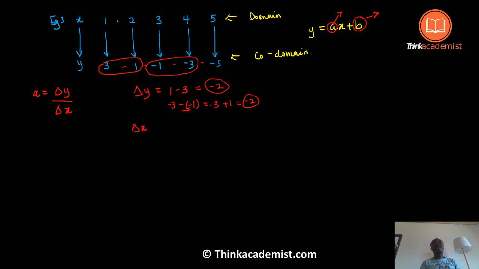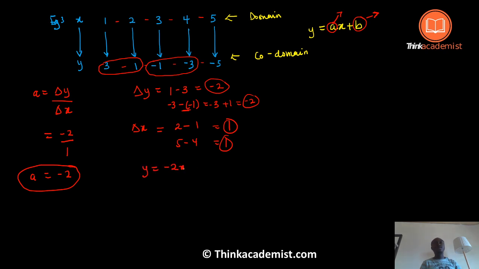Now to find for x, I said you put subtraction, subtraction, subtraction, and then you start from the back. So that is 2 minus 1, which will give us 1. And then if I decide to do 5 minus 4, which will give us 1. So those are the differences. For the y it is negative 2, and then for the x it is 1, which is the same as negative 2. So the value of our a is negative 2.